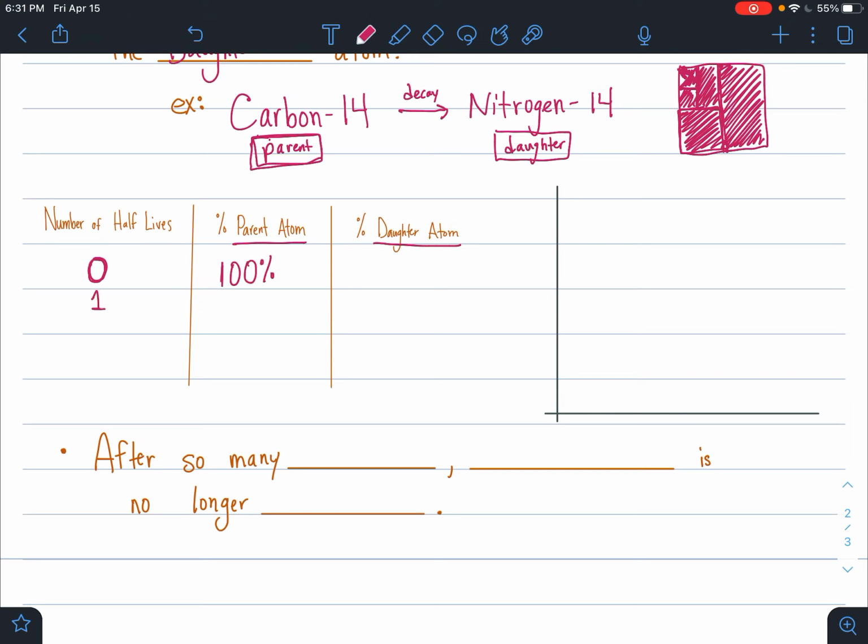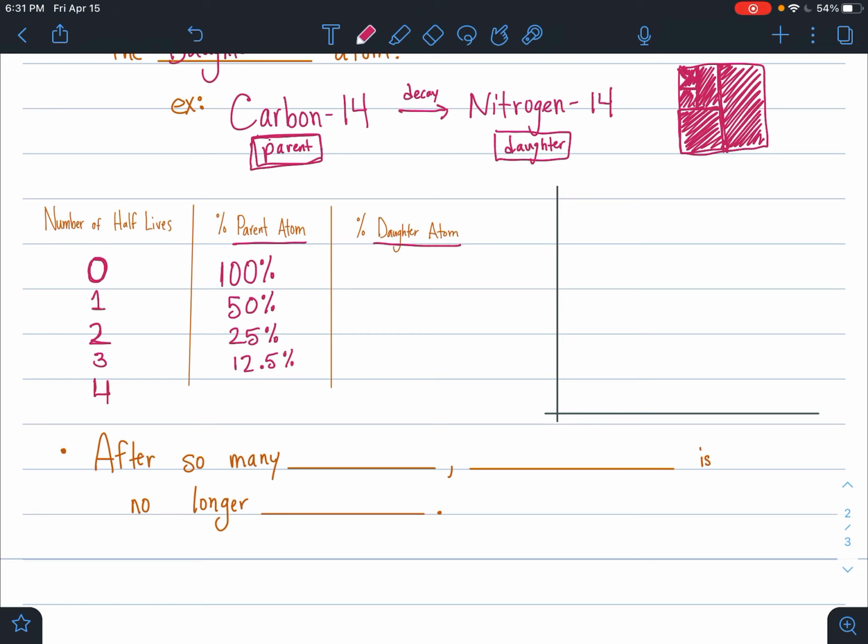When one half-life occurs, well, it's going to break in half, and only half of the sample is going to be made out of our parent atom. When 2 half-lives have happened, then we're only going to have half of that 50% left over, so now we're going to end up with 25% of our sample made out of that parent atom. When we get down to a third half-life, well, we have to half the 25%, so that would be 12.5% is just still our parent atom.